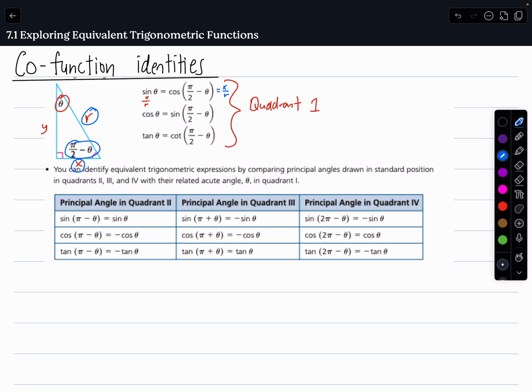So we're finding equivalent expressions for this. The equivalent expression for sine theta is just going to be cos of pi over 2 minus theta. The equivalent expression for cos theta is going to be this. And the equivalent expression for tan theta is going to be this. So that's essentially what we're doing. We're just trying to find these equivalent expressions.